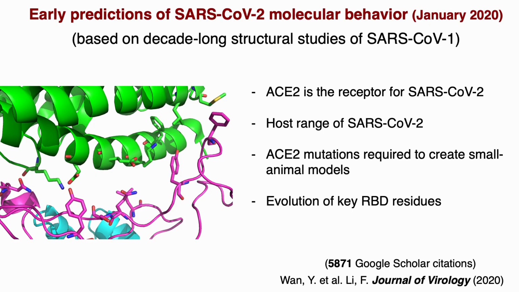We also predicted the ACE2 mutations in mice and rats that allow SARS-CoV-2 to infect these animals. This lays the foundation to make small animal models for SARS-CoV-2. We also predicted evolution of key RBD residues. All of these predictions were later confirmed experimentally.